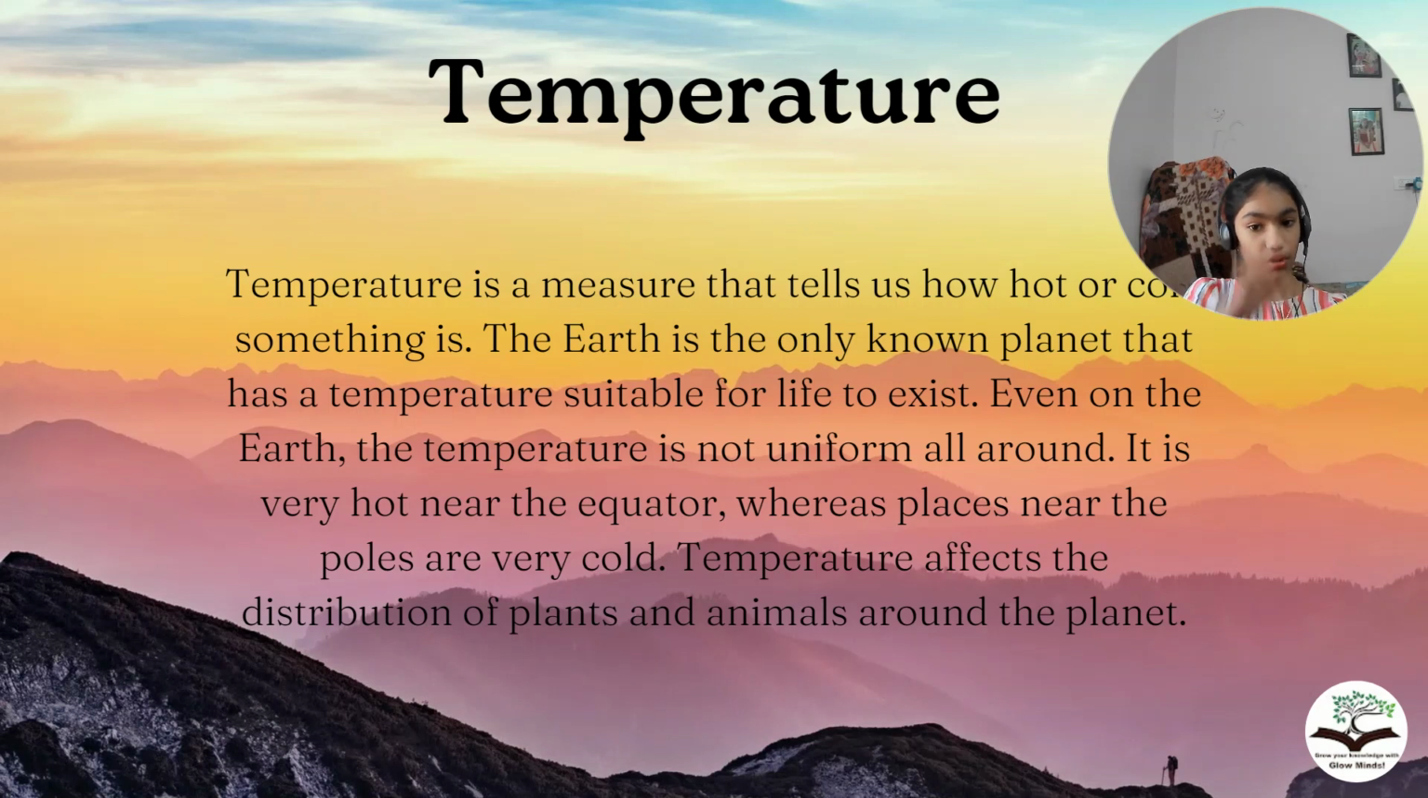It is very hot near the equator, whereas the places which are far away from the equator, at the poles, are very cold. Temperature affects the distribution of plants and animals around the planet.